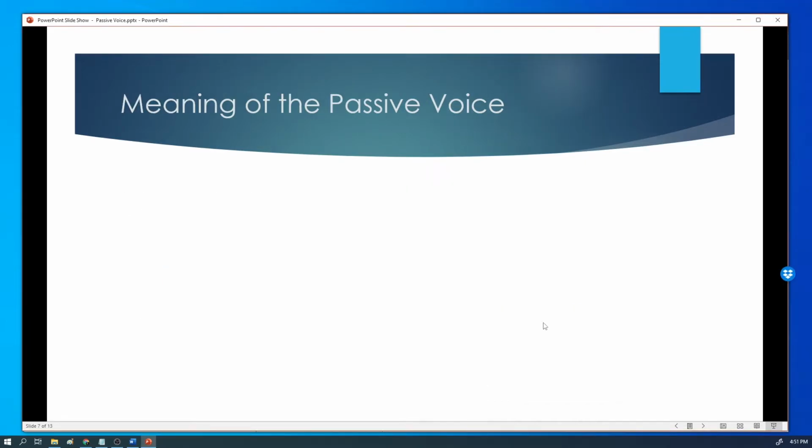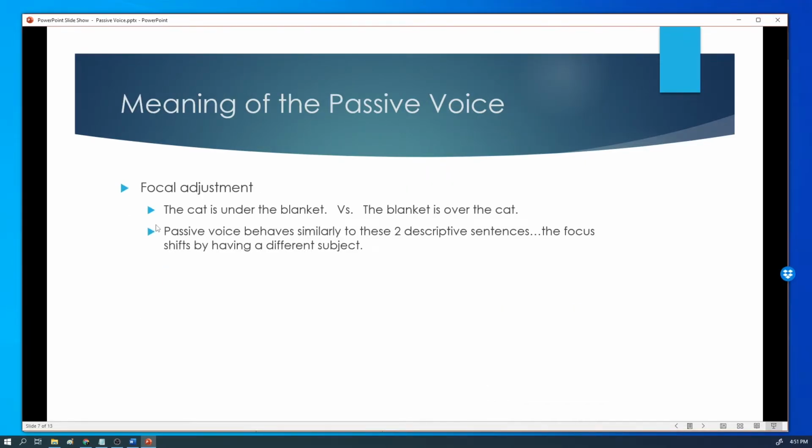Okay, what is the meaning of the passive voice? So what happens is the focus is adjusted. That's the most important part. The focus is adjusted. So these sentences have no active voice, but listen to this. The cat is under the blanket. The focus is on the cat. The blanket is over the cat. The blanket is receiving the focus. Okay, so passive voice is very similar because the focus shifts to the new subject.